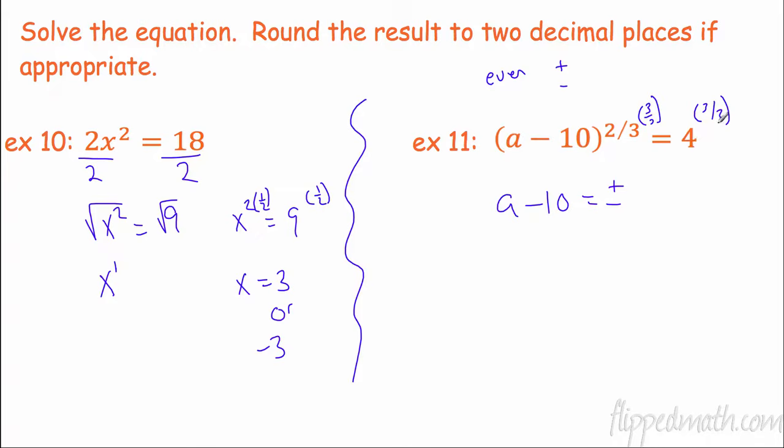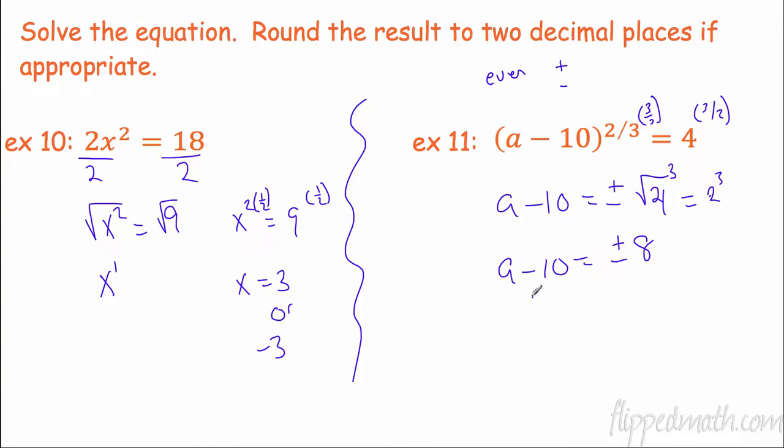So let's do the square root. This is the same thing as writing the square root of 4, all right, to the third power. So let's do what that is. A minus 10 equals plus or minus, the square root of 4 is 2. 2 to the third power is 2 times 2 times 2, which is 8. So we could be a positive 8 or it could be a negative 8.